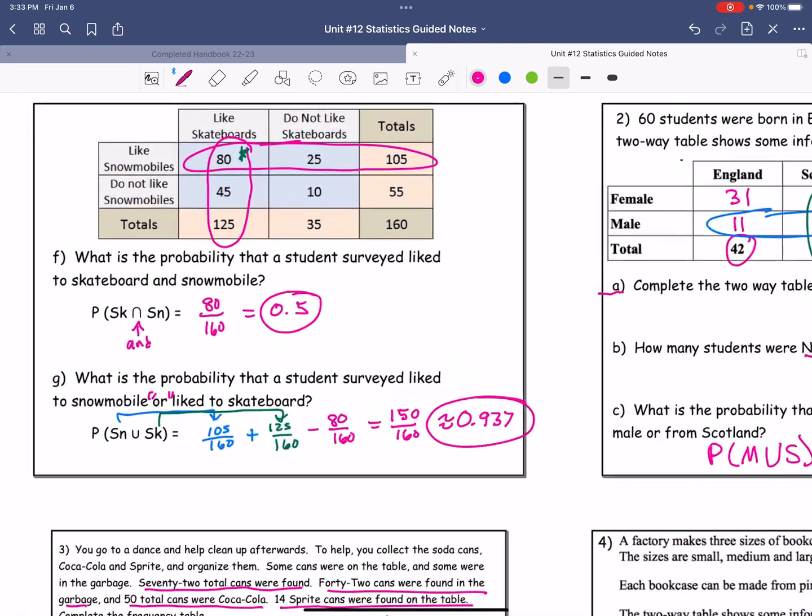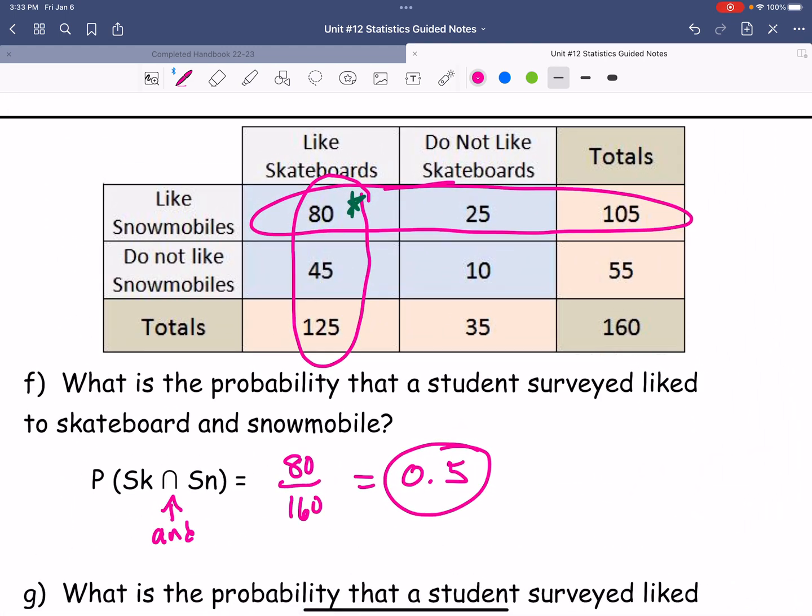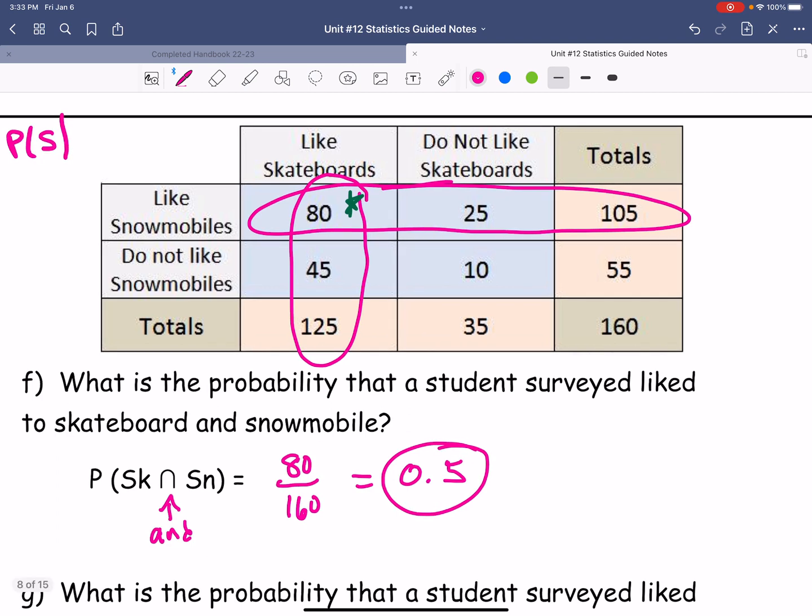If we look at this example, skateboards, snowmobiles. Not sure if there is a relationship here, but if I'm looking at the probability of someone liking to skateboard given that they like to snowmobile, that would be equal to the probability of skateboard if these events are independent, because it didn't matter if they like to snowmobile or not.